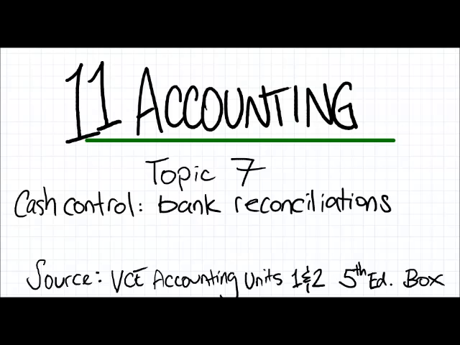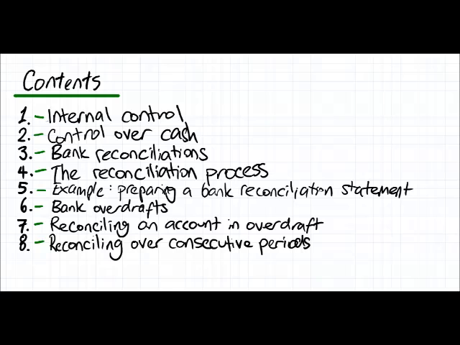Now in this video we've got 8 different topics we're going to look at. We're first going to look at what we mean by internal control, then how businesses control their cash. We're going to look at one of the ways in which they control their cash through a bank reconciliation. We're going to look at the bank reconciliation process and provide an example of that.